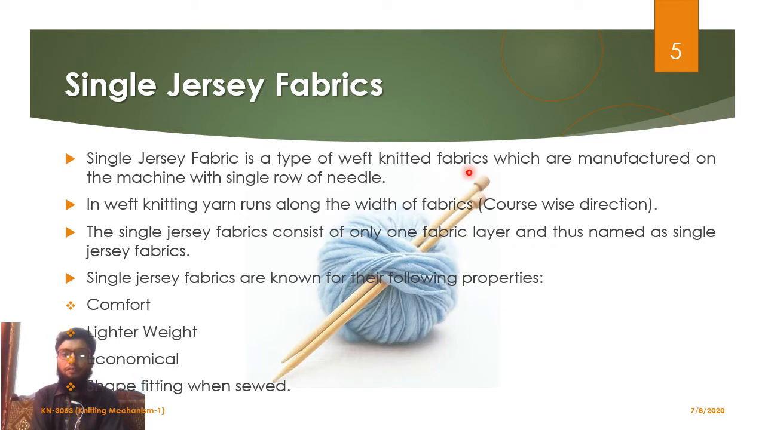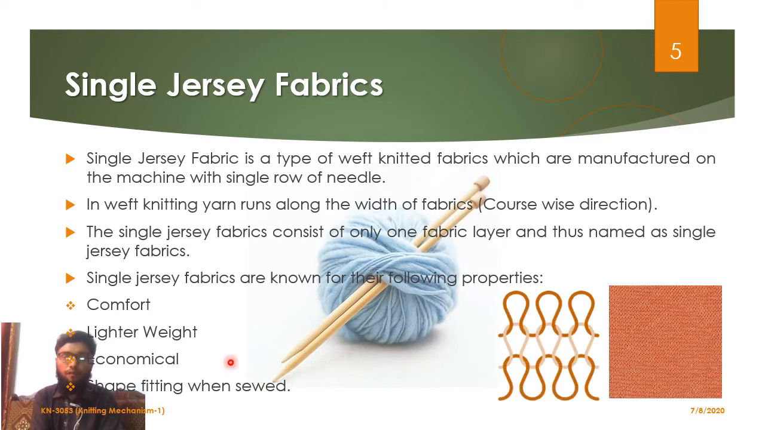In weft knitted fabrics, the yarn runs along the course-wise direction. Single jersey fabrics are named single jersey because they have only one layer of fabric. These are famous for their comfort, lightweight, economical nature, and shifting properties.